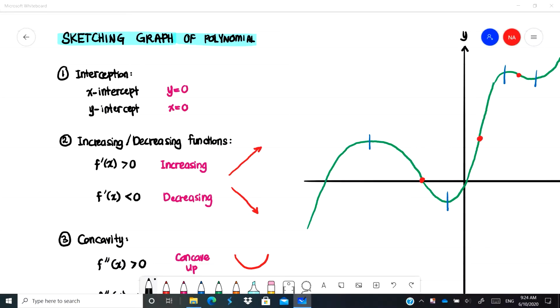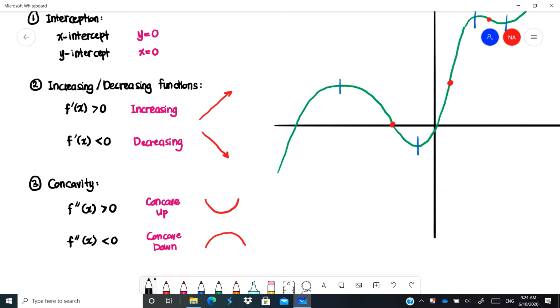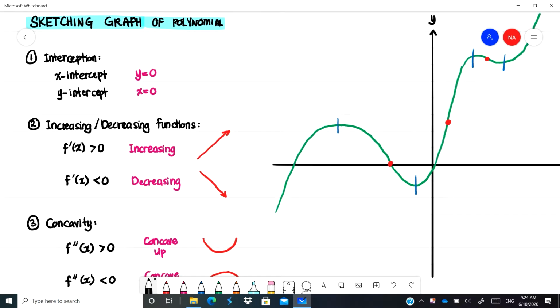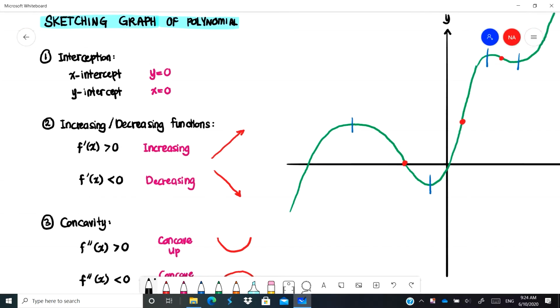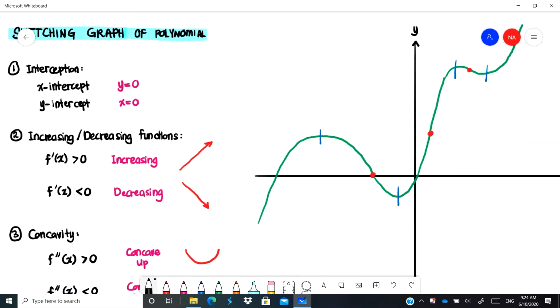Assalamualaikum. In this video we are going to sketch the graph of polynomials using differentiation, which is the application of differentiation. Firstly, before we go to the examples for the graph of polynomials, we have to know some basic ideas, some basic concepts of sketching graphs.